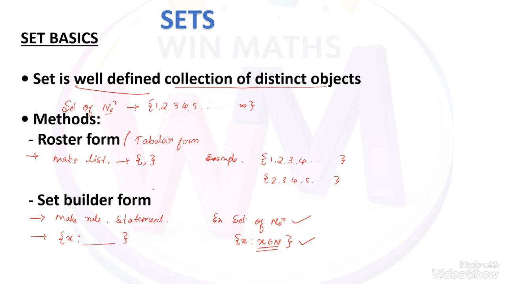Okay, these two methods are important. Next, later we can consider the types. There are some types based on expressing the elements. First one is the empty set. As the name indicates, empty means that there is nothing.